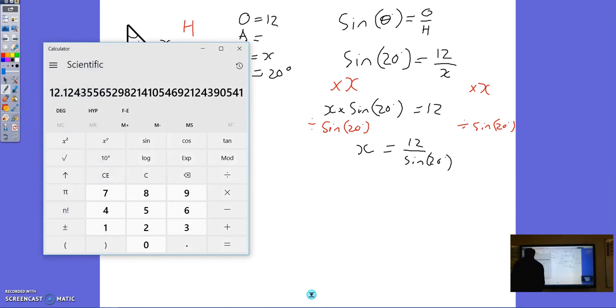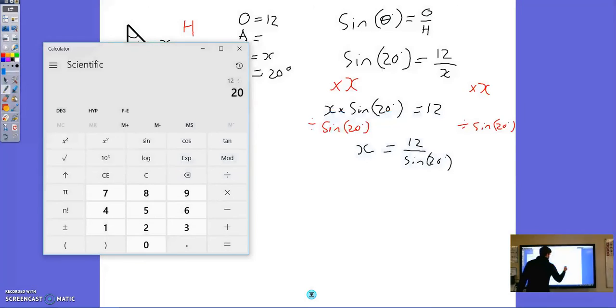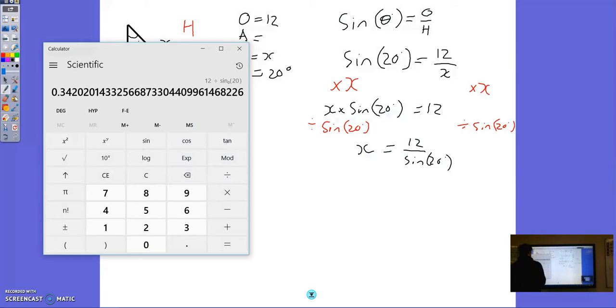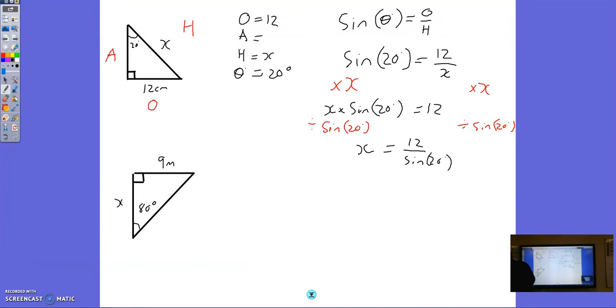Now I'm going to attempt this with a computer scientific calculator. We'll see how that goes. 12 divided by sine, and that's where the first mistake ends. Try 12 divided by 20 sine. There we go, sine of 20 degrees. And we're going to get 0.342.